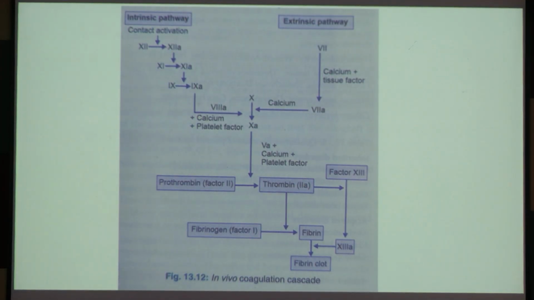So, this is the intrinsic pathway and extrinsic pathway, we all know. So, basically, factor 7 is involved in the extrinsic pathway and factors 8, 9 are involved in the intrinsic pathway, and the common pathway factor 10, factor 5. Okay. So, we have to know this much basics.